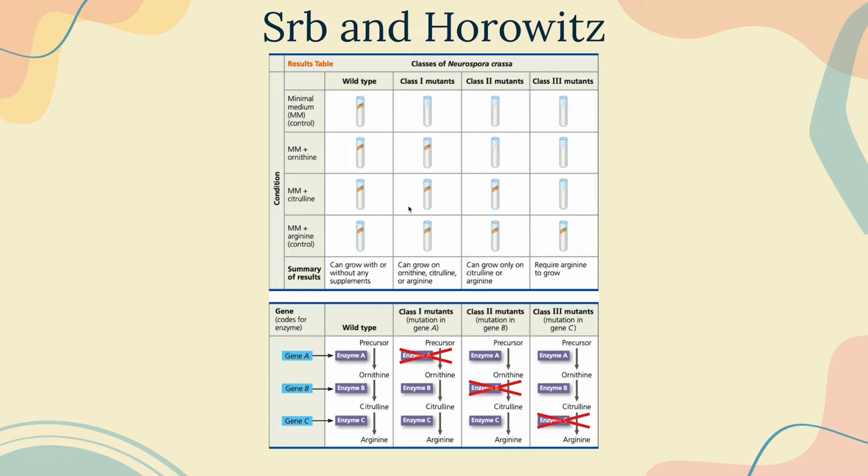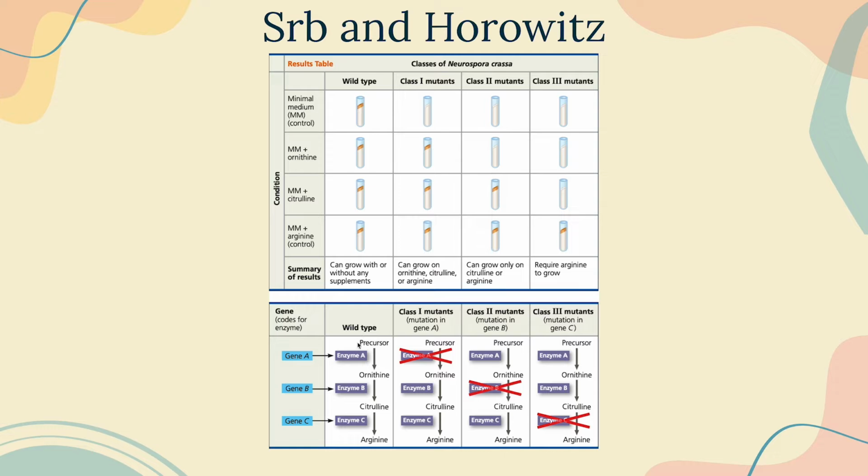Okay, so one set of researchers that kind of worked off of what Beadle and Tatum got were Srb and Horowitz, and they looked at the synthesis of arginine. So they essentially made this type of table, and we'll use it. Basically, their predicted synthesis pathway is that from a precursor, we can make ornithine with enzyme A, and then with enzyme B, ornithine turns into citrulline, then citrulline turns into arginine with enzyme C.